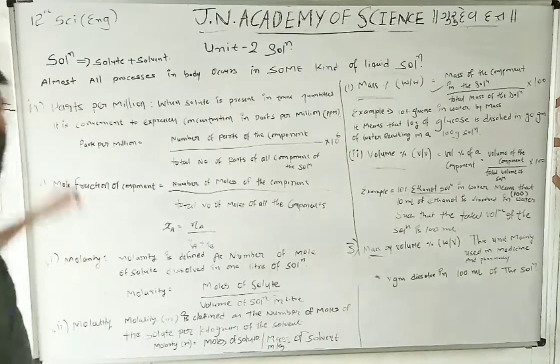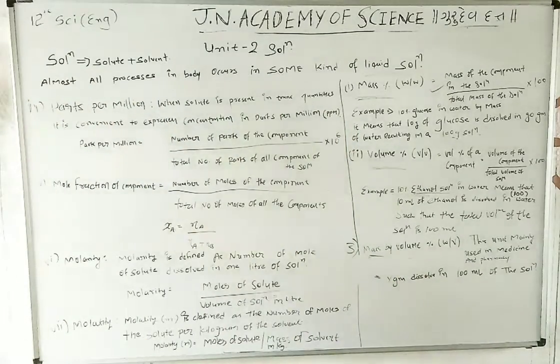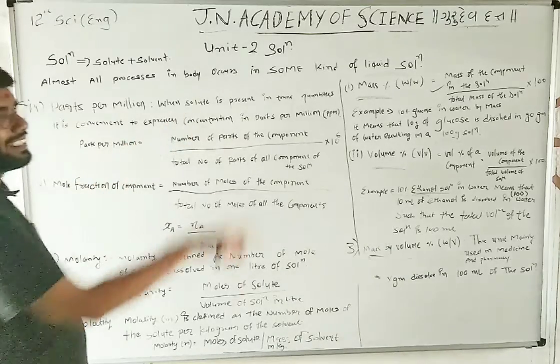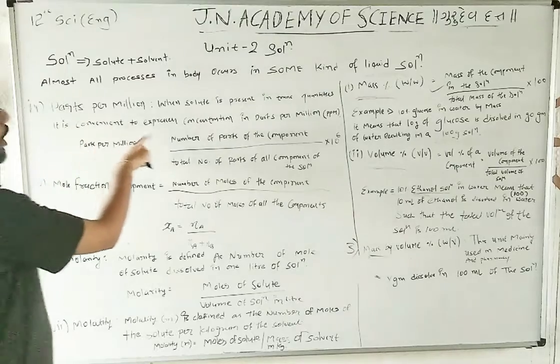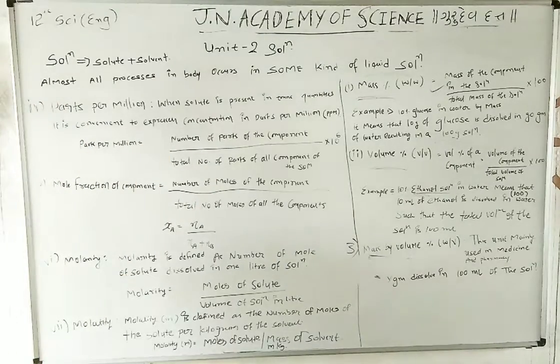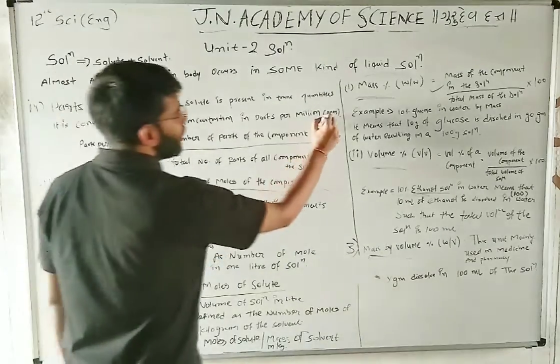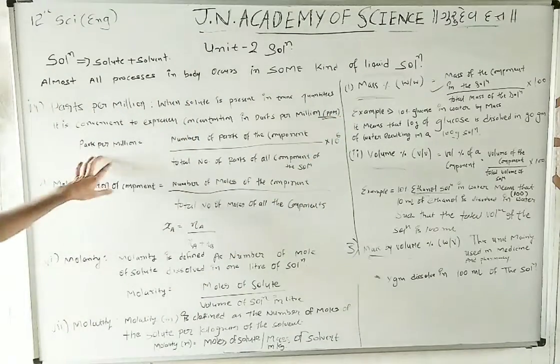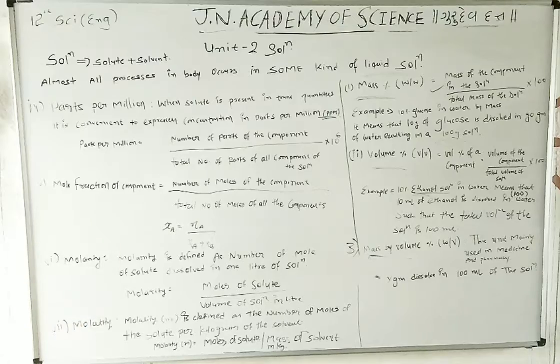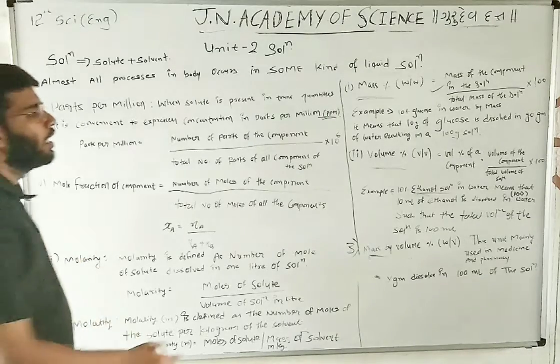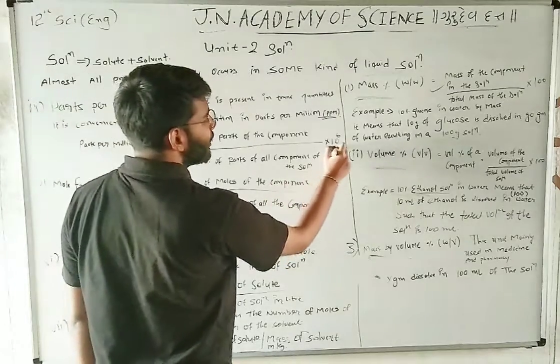Then after that, parts per million. When solute is present in a trace amount, it is convenient to express concentration in parts per million. Its short name is ppm. Parts per million is equal to the number of parts of the component upon the total number of parts of all components in a solution, times 10⁶.